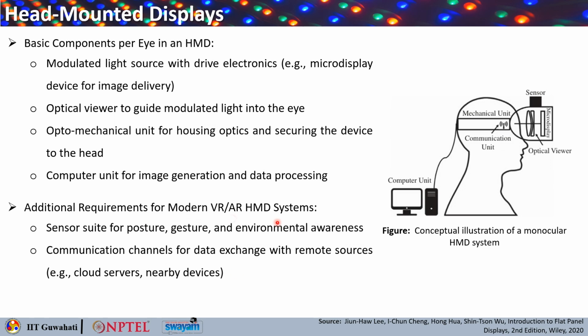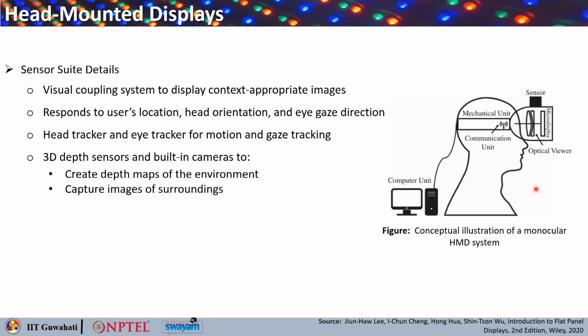Modern virtual reality and augmented reality head mounted display systems have some additional requirements, like a sensor suite for posture, gesture and environmental awareness. So, you get a look and feel of how the entire environment looks, and accordingly your experience can be enhanced. Also, this communication unit becomes very important, where you can exchange data with remote sources, such as cloud servers or nearby devices. The sensor suite that you see on the top, what is the purpose of the sensor suite?